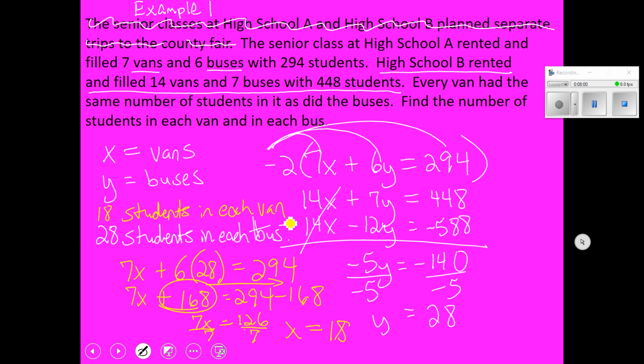Do make sure, does it make sense to you that 28 students could be on a bus? Yes, it does. So make sure it's like, what if you came out with a negative? Would that make sense to us if we got a negative answer? Can you have a negative amount of students? No, you can't have a negative amount of students. So make sure that your answer makes logical sense. All right, so let's look at number 2.